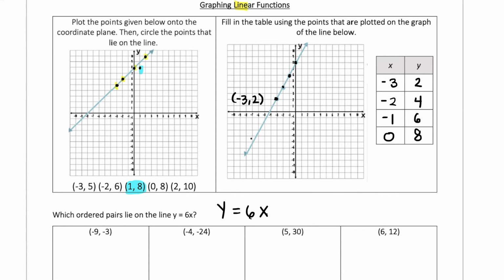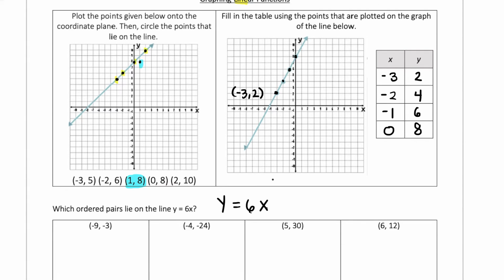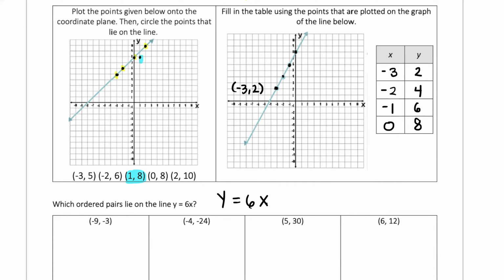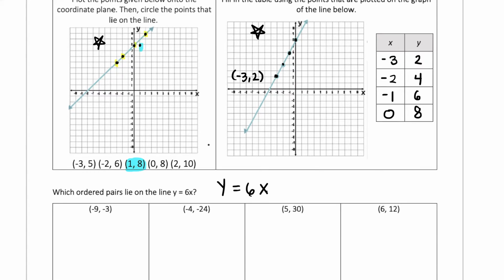So when we don't have a graph, we have to check that using our evaluating expressions rules that we've learned in the past using GEMDAS. But when we talk about them being on the line, it's because they actually do lie on the line if you end up graphing them like we did up here. So that's what we're asking when we say that.